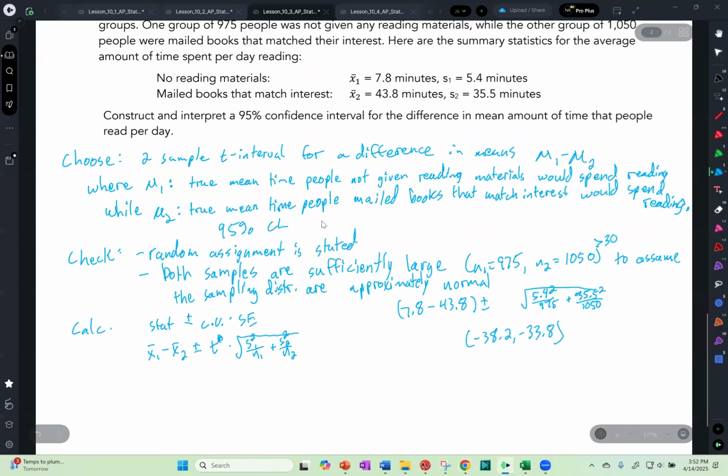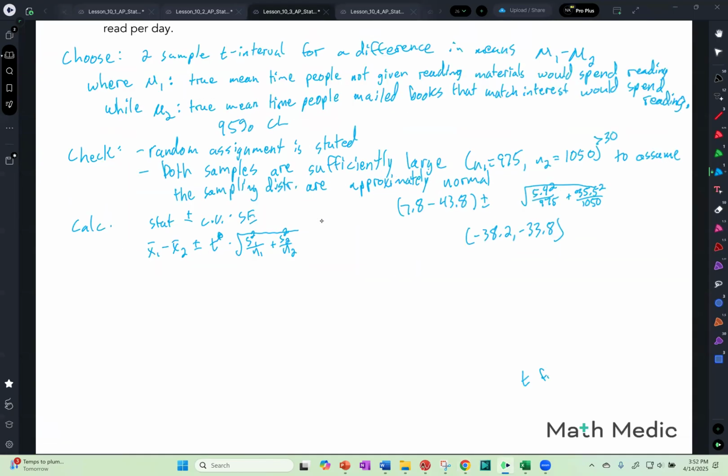So I'm going to make a note down here. T from table with degrees of freedom equal to 1000, right? 1101 rounded down. Because if it's not on the table, you round down to make sure it's wide enough.